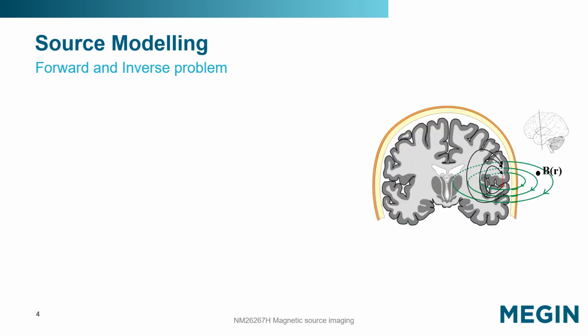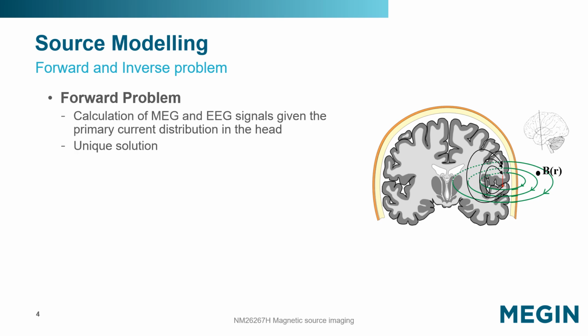As we learned, primary and return currents generate an electric potential everywhere in the head and a magnetic field which extends outside of the head. The forward problem means that we need to calculate the magnetic field for MEG sensors when we have set the location, amplitude, and orientation of one or several equivalent current dipoles mimicking the primary currents. The forward problem always has a unique solution, because we can have precise information about the conductivity, geometry, and conductivities of the different tissues in the head, and therefore we can calculate the MEG signals from this primary current distribution.